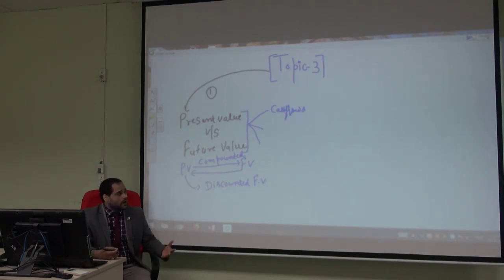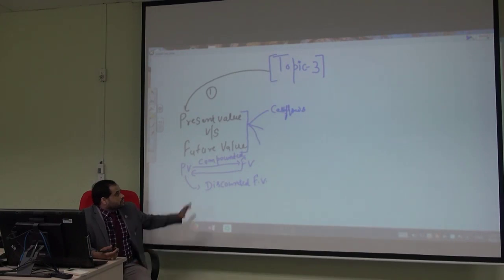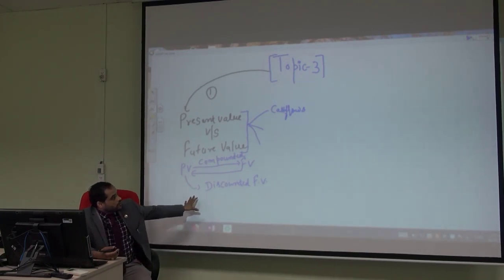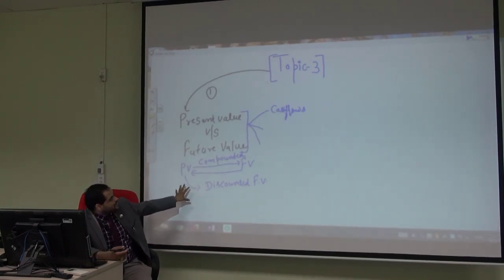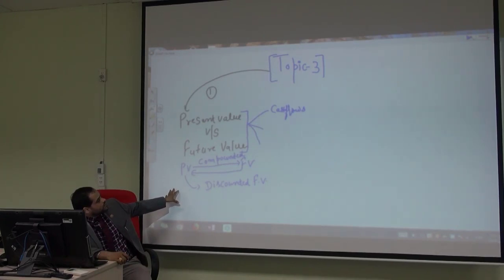As I explain present value and future value, you will probably understand them. And sorry about the projector today, something is wrong with it, so it is quite blurred. But I think it's not so blurred that you can't understand it. But I'm really sorry about it.